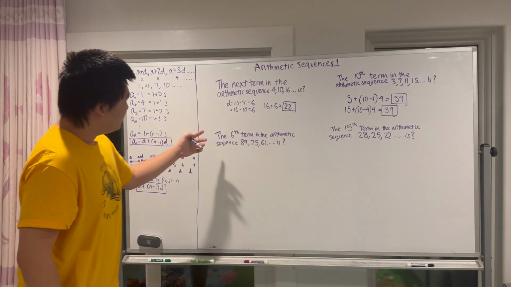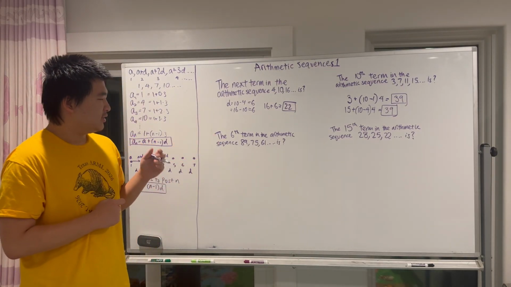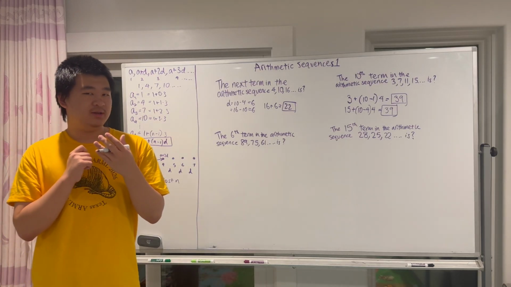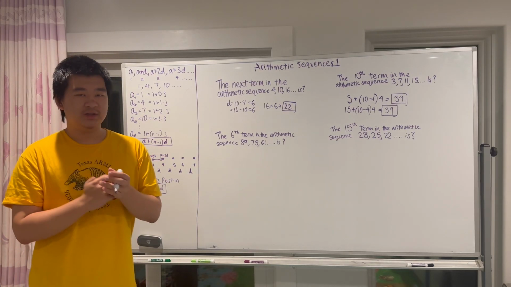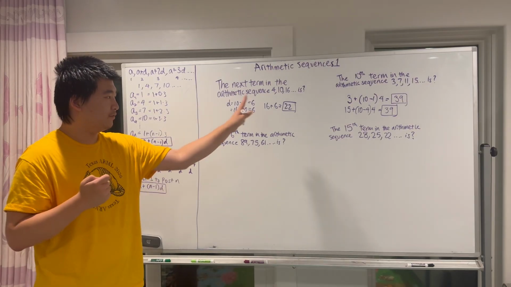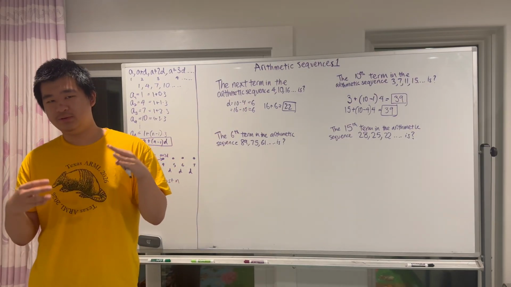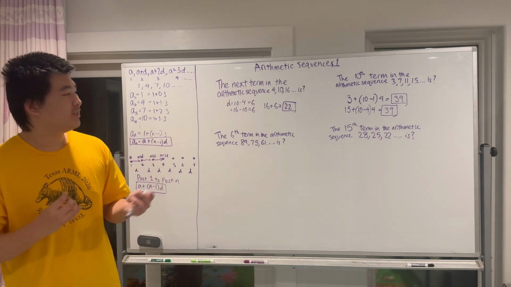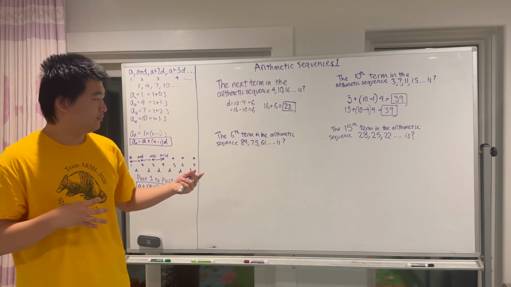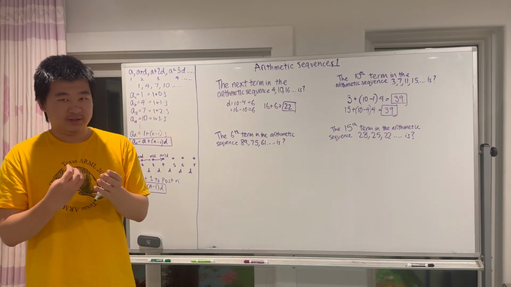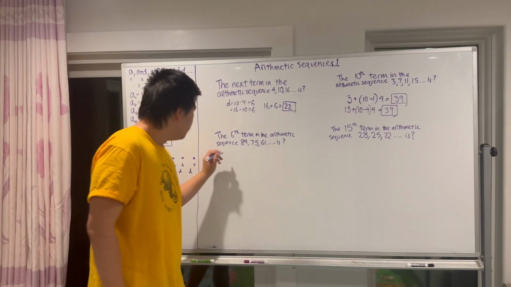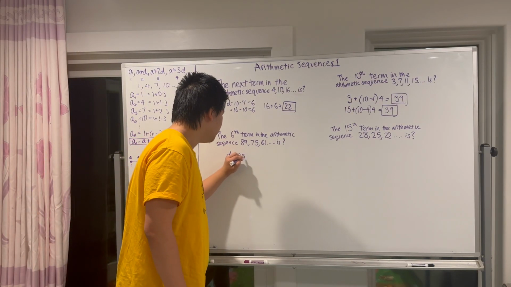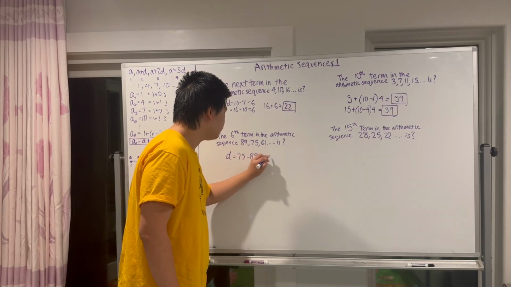So, the 6th term in the arithmetic sequence 89, 75, 61, is... So this is a bit of a different question. First of all, notice that the numbers are bigger than we have over here. And also, here the arithmetic sequence is decreasing, which is totally valid for an arithmetic sequence to do, because all that means is that d, the common difference, is negative. So we can still find d. D would be just the second term minus the first term, which is 75 minus 89 equals negative 14.